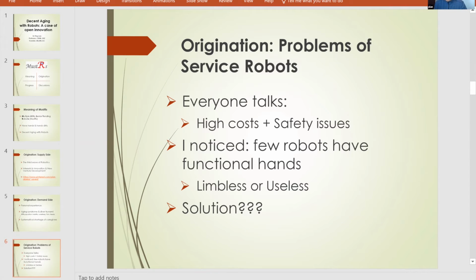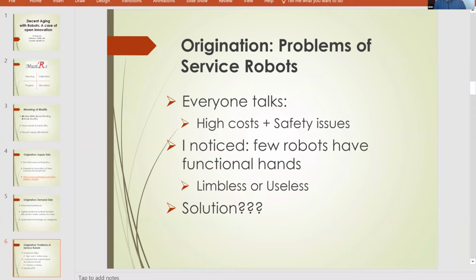But I noticed another problem. Most service robots do not have real hands. Their hands are usually decoration; they do not have the capability to do physical work, and they are not designed to do it. We have robots with one hand or two hands, but most robots have no hands.